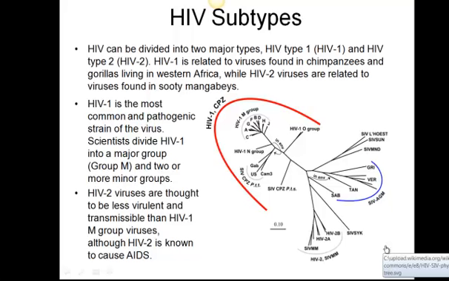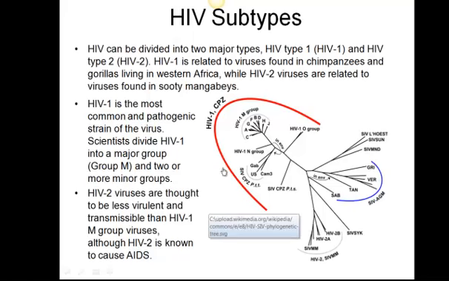So there's a number of different HIV subtypes, and the one that causes the most human infections is called HIV-1. And within the HIV-1 group, you can see that there's a diversity of different types as well. And the M group, in fact, is the one that is the most virulent strain.